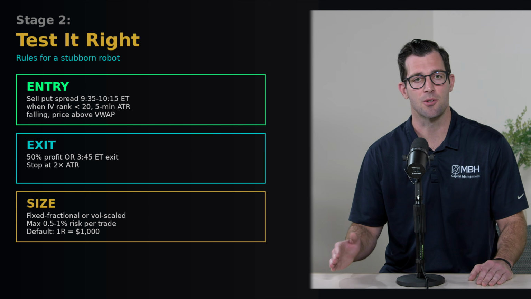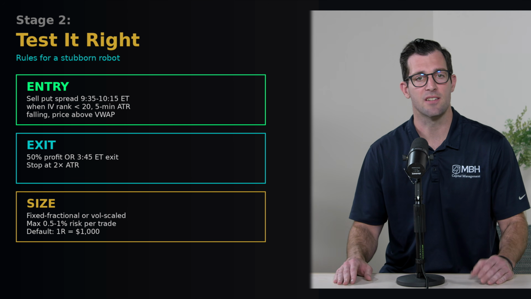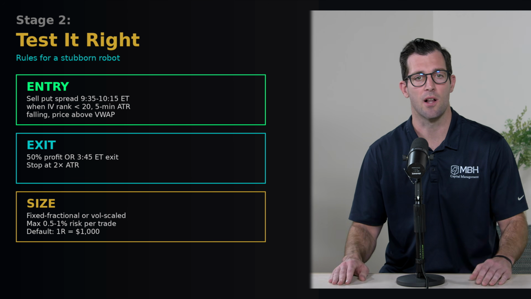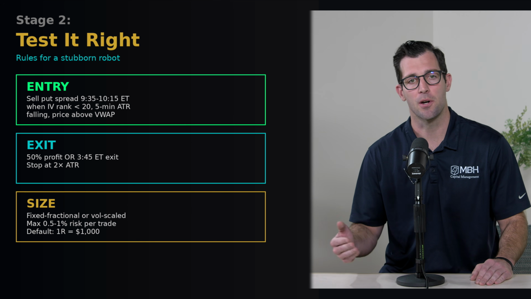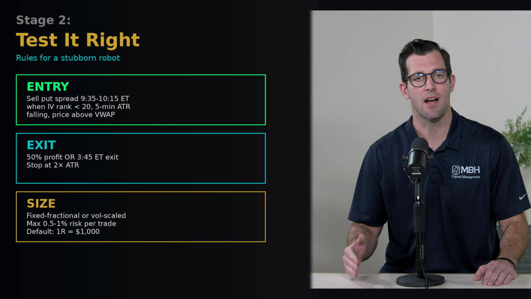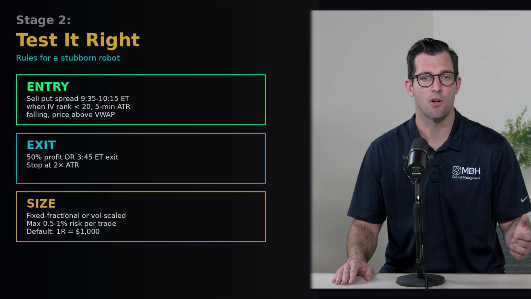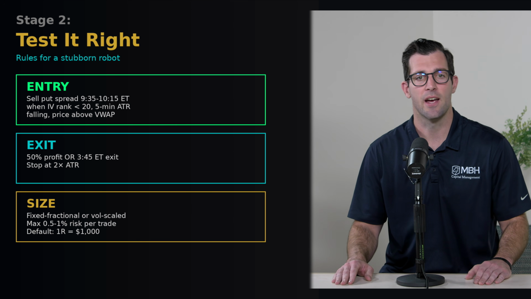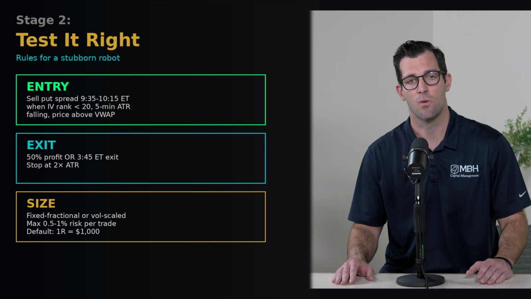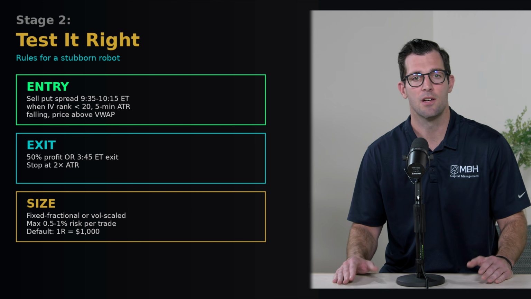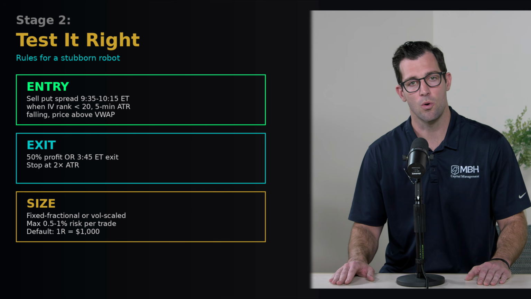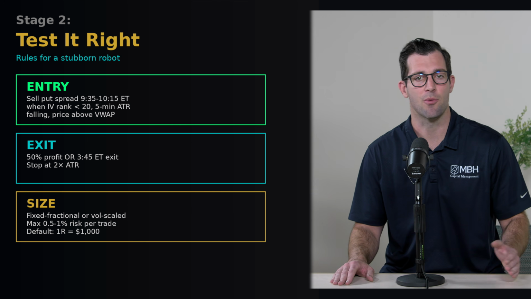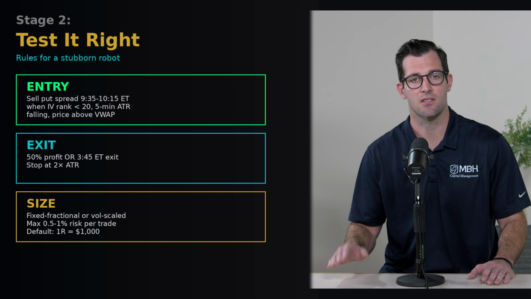Stage 2, test it right. Make it feel like the tape is real and you have rules to follow, instead of just a stubborn robot. You want to enter a put credit spread between 9:35 and 10:15 when the implied volatility rank is below 20, the 5-minute ATR is falling, and the price is above the VWAP. Your exit condition may be take a 50% profit of the credit sold, a time-based exit at 3:45, or stop at a 2x stop loss.